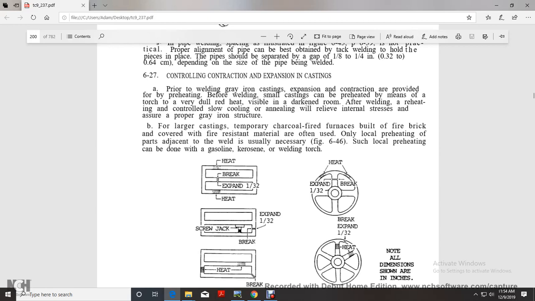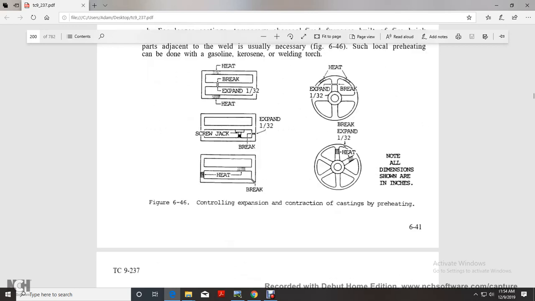After welding, reheating and controlling slow cooling and annealing will relieve internal stress and restore the proper gray iron structure. For larger castings, temporary charcoal-fired furnaces built with fire brick and covered with fire-resistant material are often used. Only local preheating of the parts adjacent to the weld is usually necessary. Such local preheating can be done with a gasoline or kerosene welding torch.